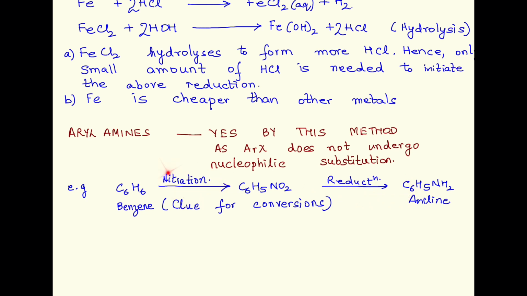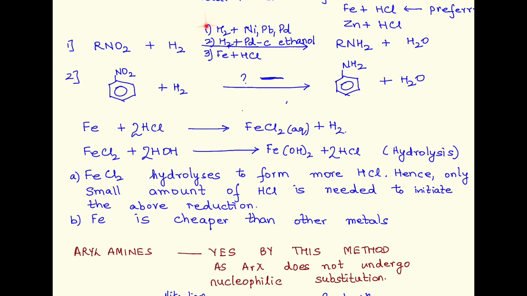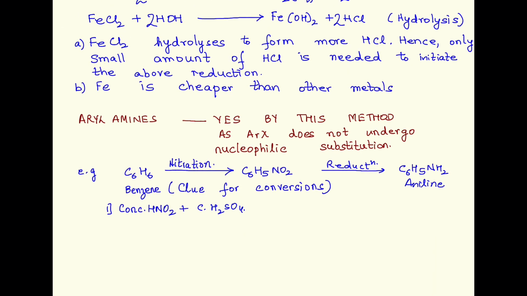Now, I've written over here nitration. What do we bring about nitration with? What are the reagents used when we have to bring about nitration of aromatic compounds? Can you recall? We have done these reactions earlier. Yes, we use concentrated HNO3 and concentrated H2SO4 for nitration. What about the reducing agents over here? Yes, just now we've done 3 categories. You can write any of the reducing agents. You can even write iron and HCl over here.